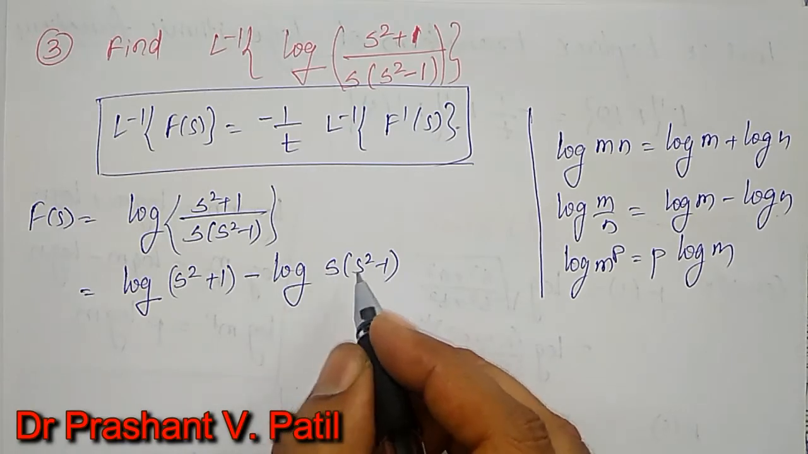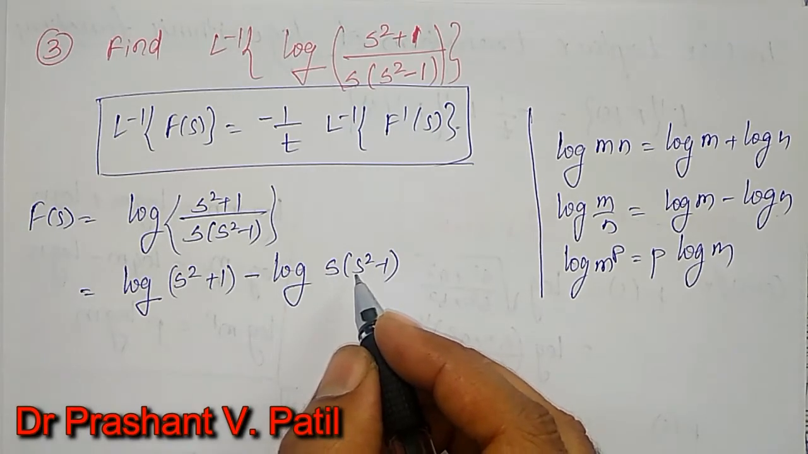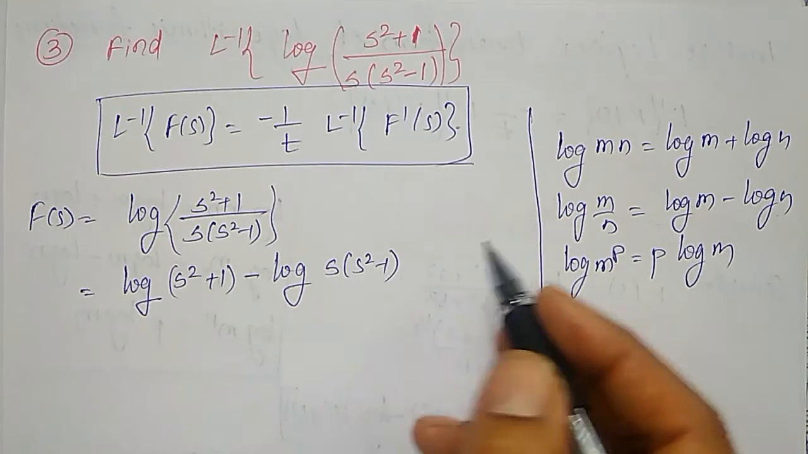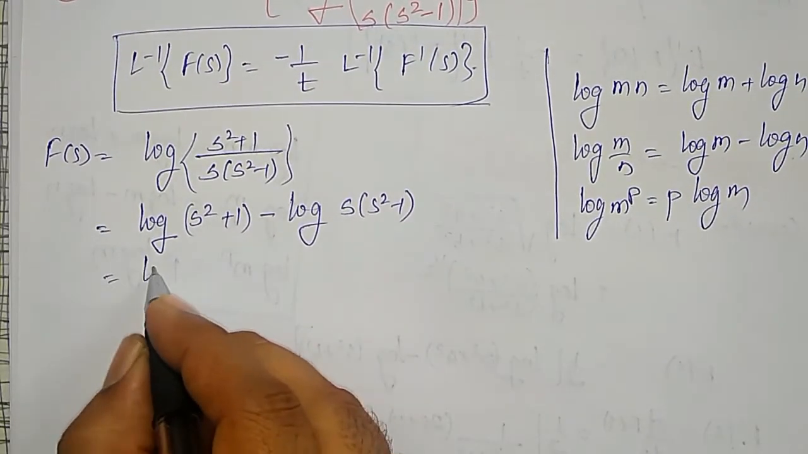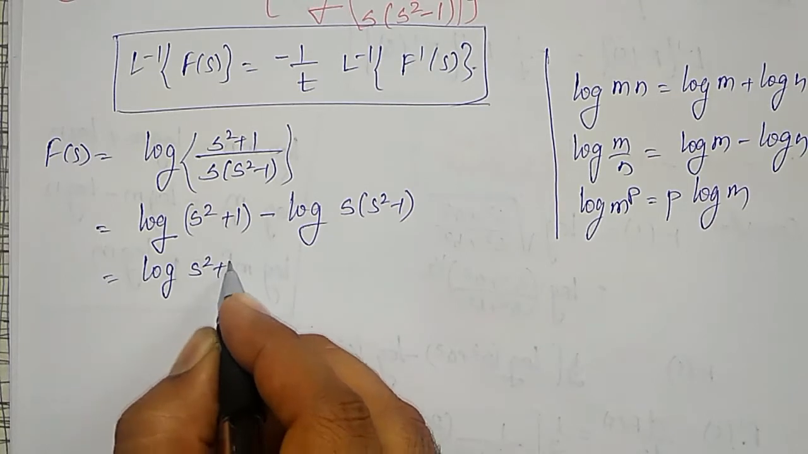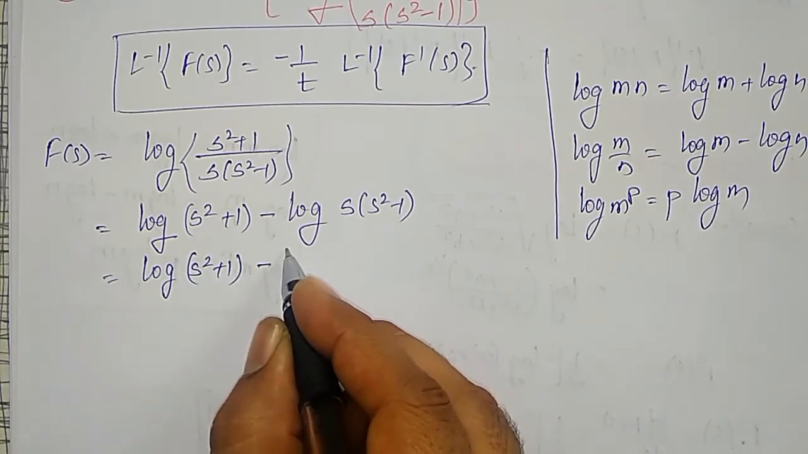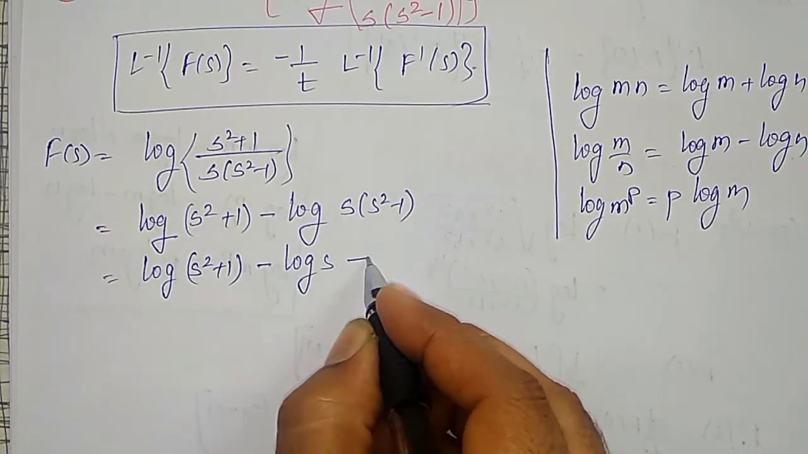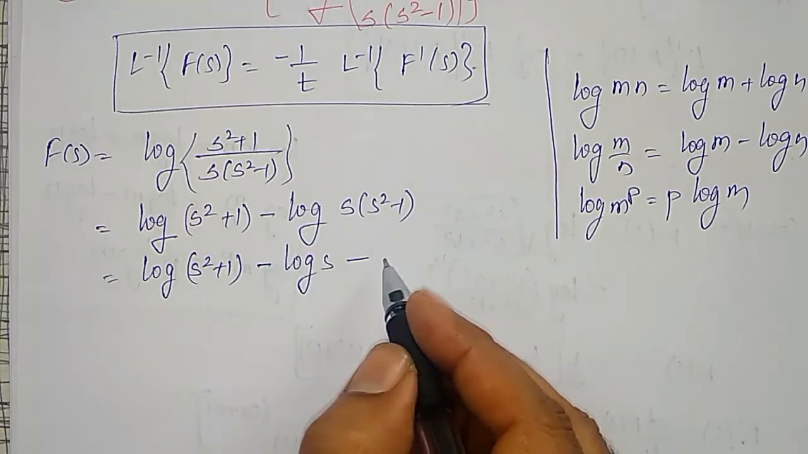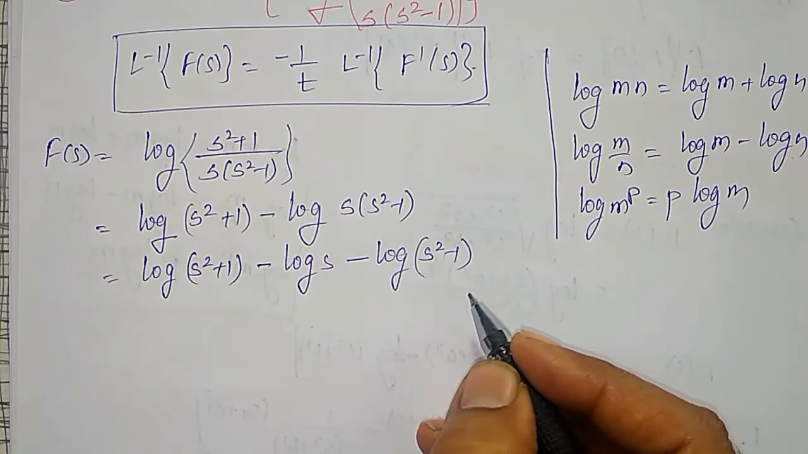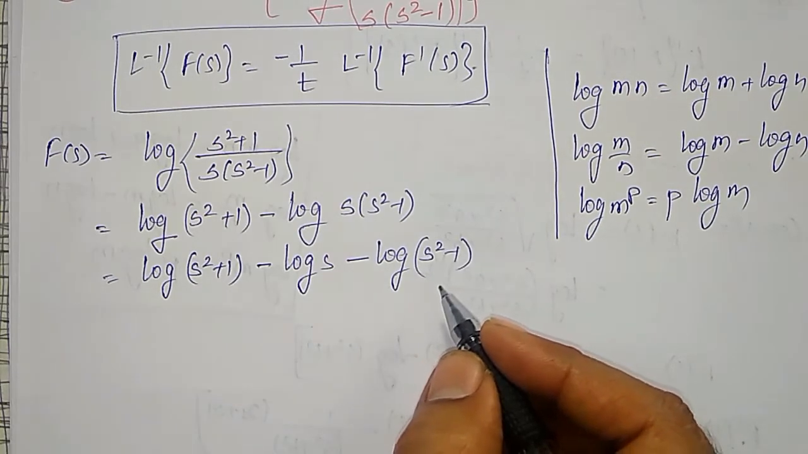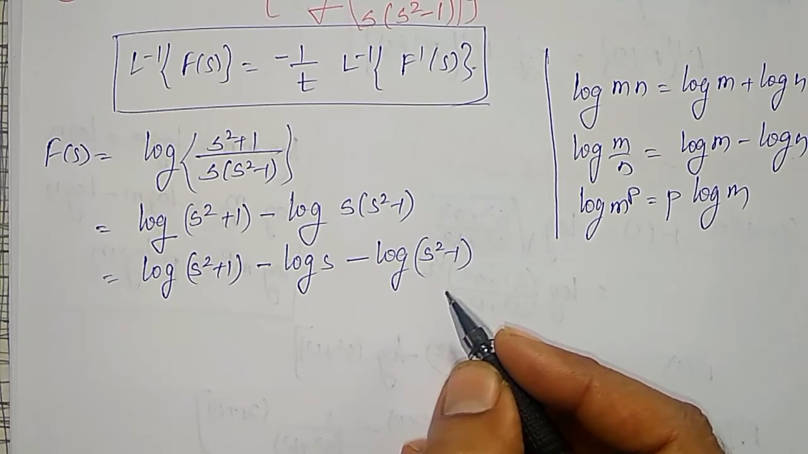Here again I would have to use the product rule while taking the differentiation. To simplify this, I will use the first property. I can write it as log of s square plus 1 minus log s minus log of s square minus 1, where the plus becomes minus due to the minus sign. Now it is very simple to find its inverse Laplace transform.